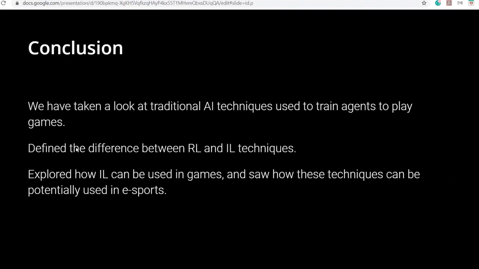So, in conclusion, we have taken a look at some of the traditional AI techniques used to train agents to play games. We have defined the difference between reinforcement learning and imitation learning techniques, and explored how imitation learning can be used in games, and saw how these techniques can be potentially used in esports.